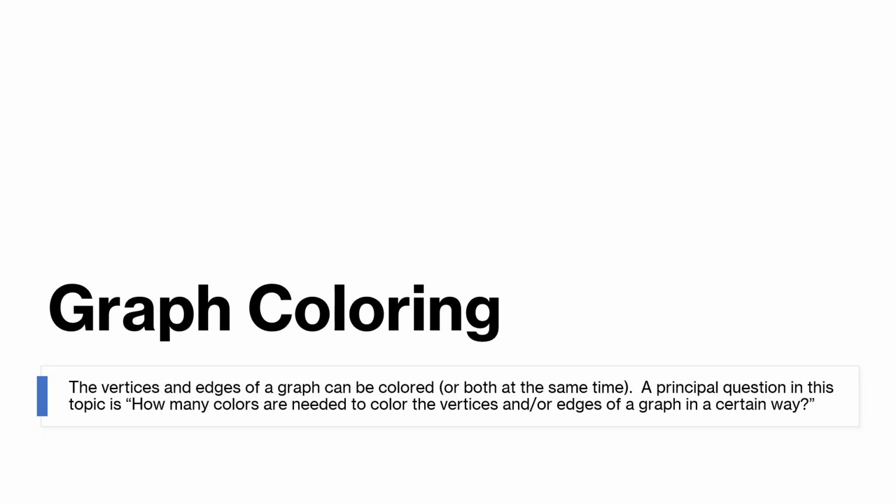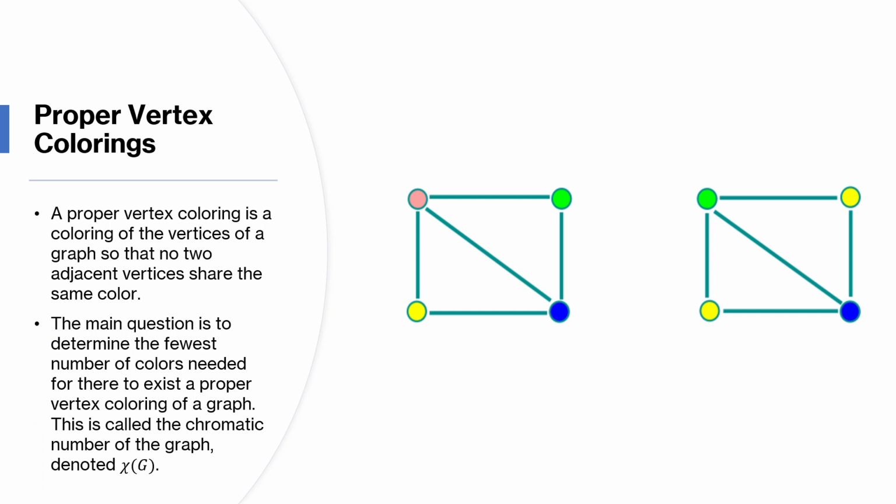Principally, the question in this topic is how many colors are needed to color the vertices and/or the edges of a graph such that that coloring has a certain property. And so we're talking here about coloring the vertices of a graph, coloring the edges of a graph with certain properties being satisfied. We've already seen an example of this with bipartite graphs. Remember, bipartite graphs we could also define as graphs such that we could color the vertices using two colors such that no two adjacent vertices shared the same color. So bipartite graphs can be phrased in terms of graph colorings.